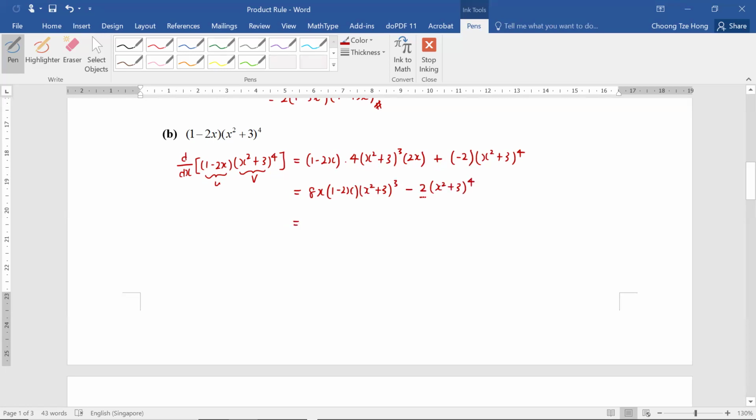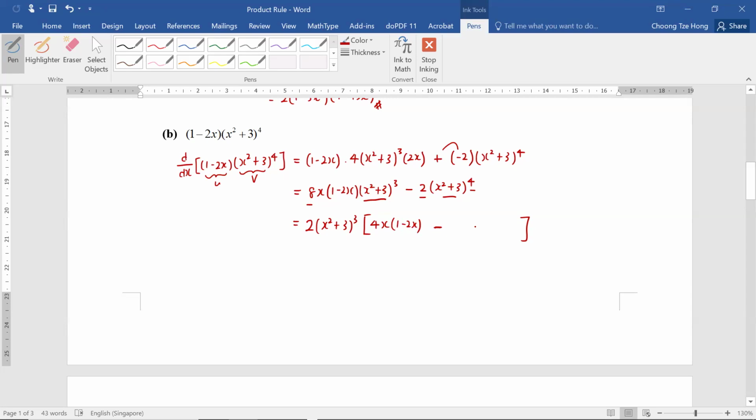Once again, there's a 2 common factor, so we'll take it out. The other common factor will be (x squared plus 3) cubed. This is the power 4. We take out the smaller power, (x squared plus 3) cubed. There's a minus sign here, so I'll put minus this time. How did the minus come about? Plus times minus, you get minus. So we need an 8x, so there will be a 4 here. x is still not there, and then the 1 minus 2x.